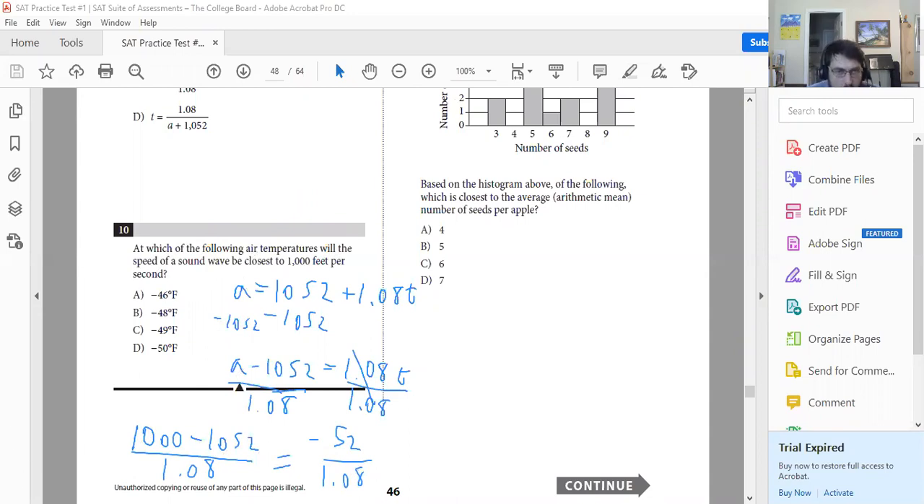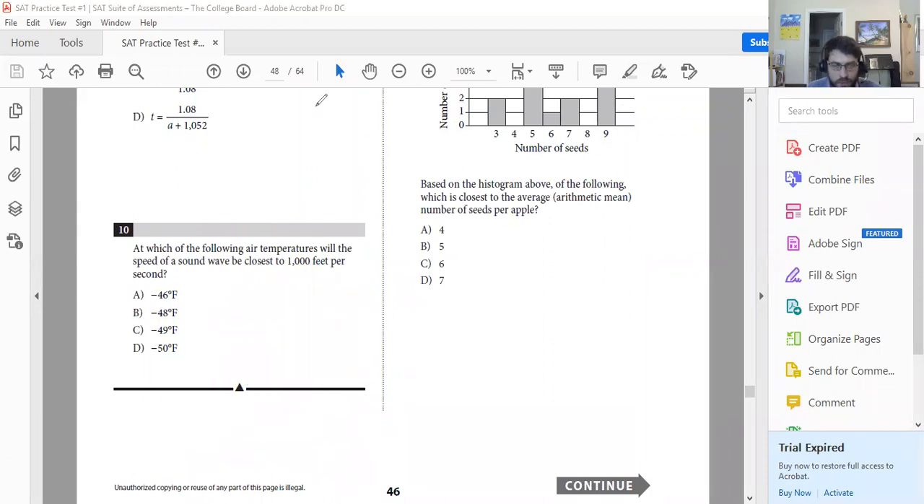And I'll just pull up a calculator on my computer. Let's do negative. Do they have a negative button? I'll just do 52 divided by 1.08, and you'll know it's negative. Negative 48 degrees will be our answer. So we can circle that answer.